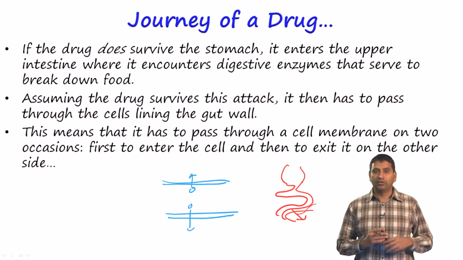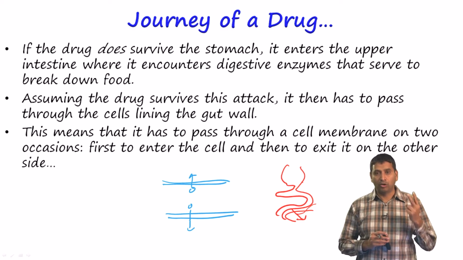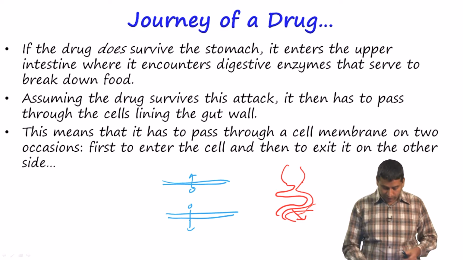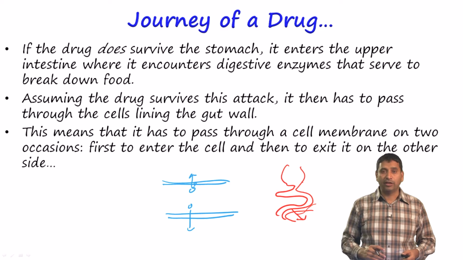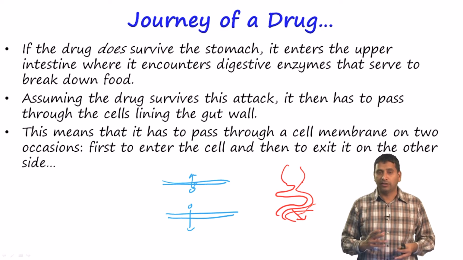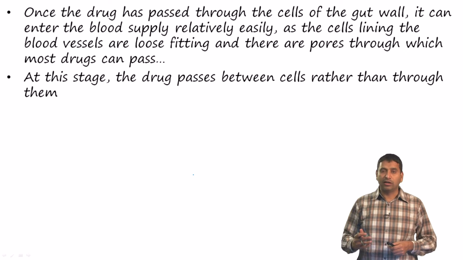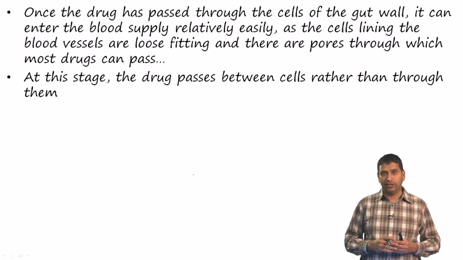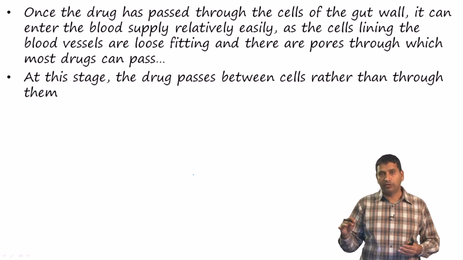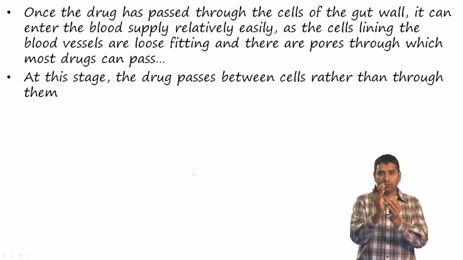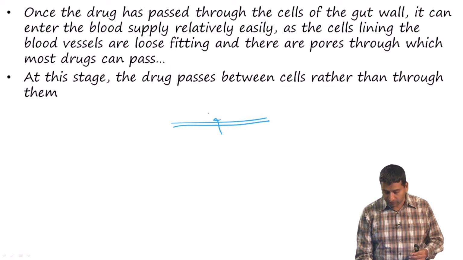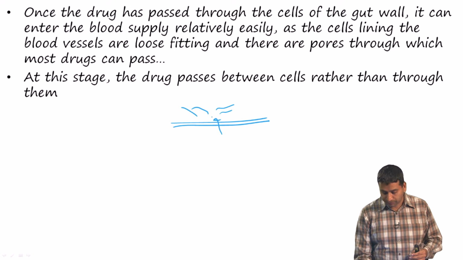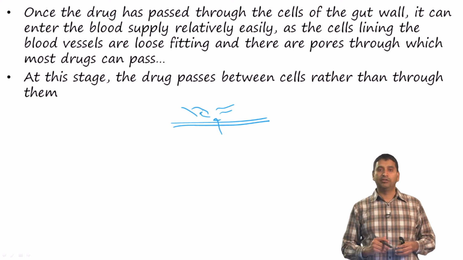Okay. So, this also means that it has to pass through a membrane on two occasions. First, to enter the cell, that is here, the first membrane, and then it has to exit to the other side. Okay. So, it is a fairly complex journey that we are trying to understand here. Once the drug has passed through the cells of the gut wall, it can then enter the blood supply relatively easily, because the cells lining the blood vessels are loose fitting, and therefore, there are pores through which most drugs can pass. So, once you have the intestine lining over here, the drug enters, and then the blood supply is pretty close, and so it just enters and gets into the blood supply.